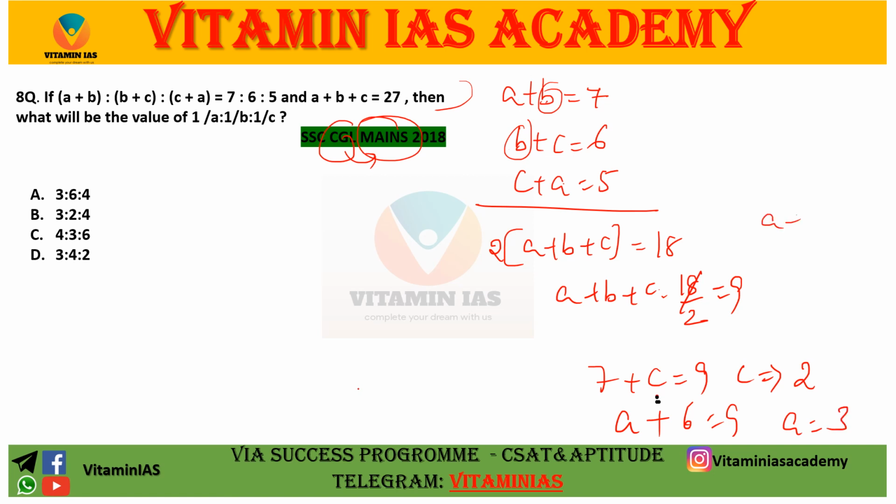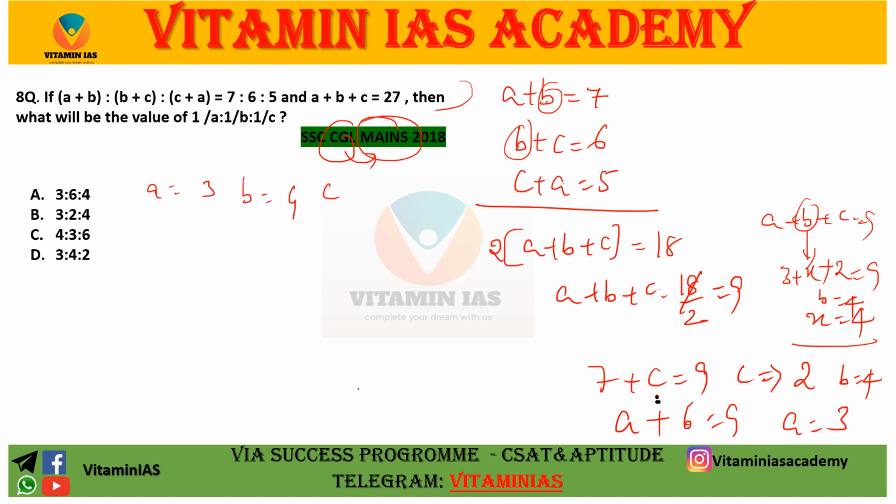If A plus B plus C is equal to 9, we know the value of C is 2, we know the value of A is 3, plus X. If the B value, let us consider X, then 2 plus 3 plus X is equal to 9, then X is equal to 4. Nothing but B is equal to 4. So we know A is equal to 3, B is equal to 4, and C is equal to 2.